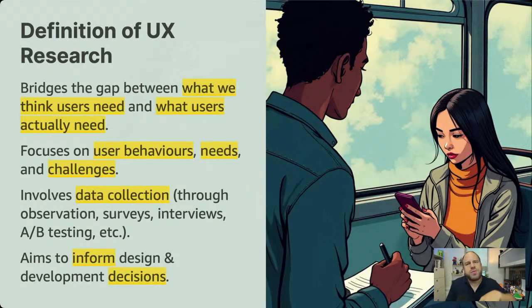And UX research really focuses on how people are interacting with a product or service, and then it gathers data that informs design decisions. So UX research really tries to understand what the users are struggling with and what drives them to do the things that they do with the apps that we've built. And that then, knowing all of that, helps us make products that are easy to use, that are inclusive and accessible as well, and that fulfill user needs.